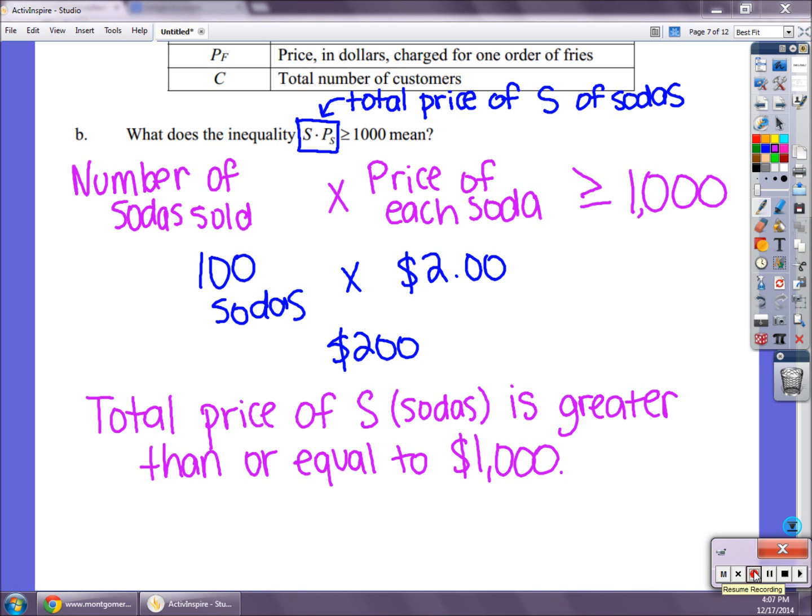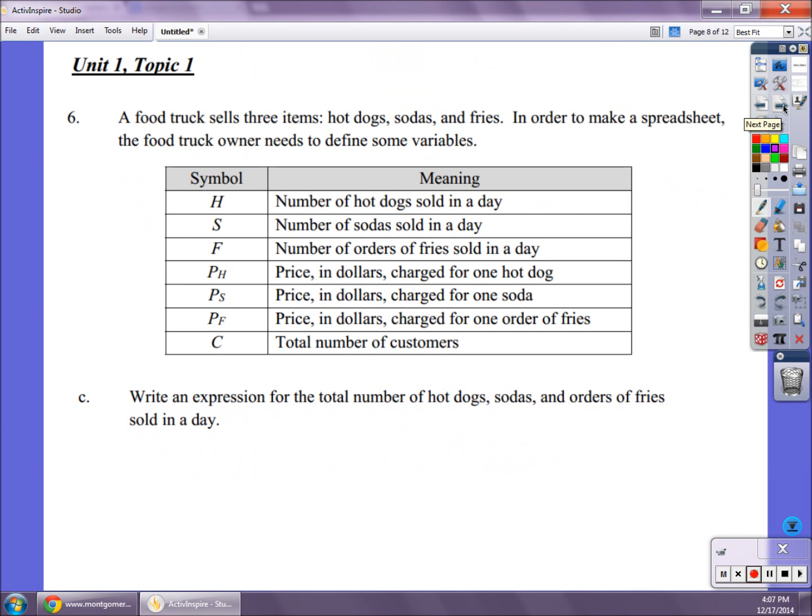All right, moving on, let's look at letter C. Write an expression for the total number of hot dogs, sodas, and orders of fries sold in a day. So we need an expression. An expression is going to be a combination of variables or symbols in this problem and some operations: addition, subtraction, multiplication, or division. So we want an expression for the total number of hot dogs, sodas, and orders of fries. Notice there's no reference to price. So the only symbols we're going to be using for this question are H, S, and F.